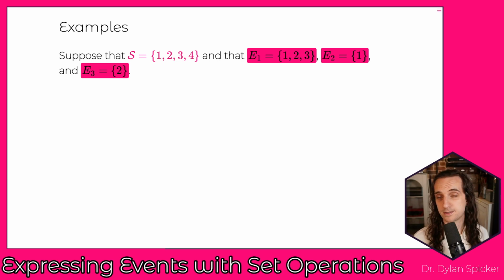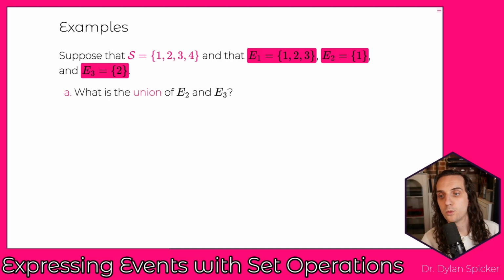Suppose that we have our sample space as just the numbers 1, 2, 3, and 4. The first set, E1, is an event here. It's 1, 2, and 3. So this would be a compound event because there's more than one element in it. E2 is just the event of a 1 occurring. And so this is a simple event. And E3 is also a simple event. It's just the event that the 2 occurs.